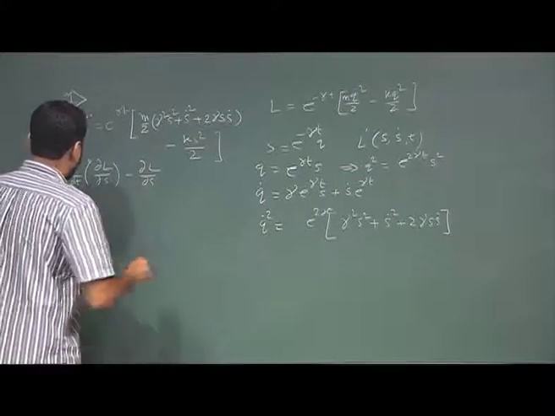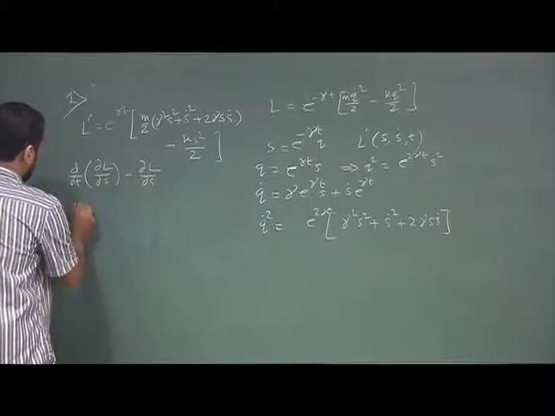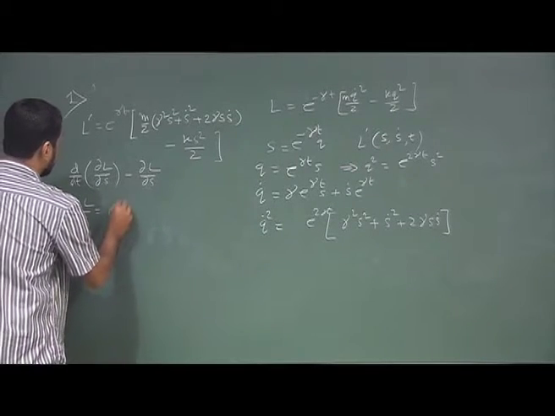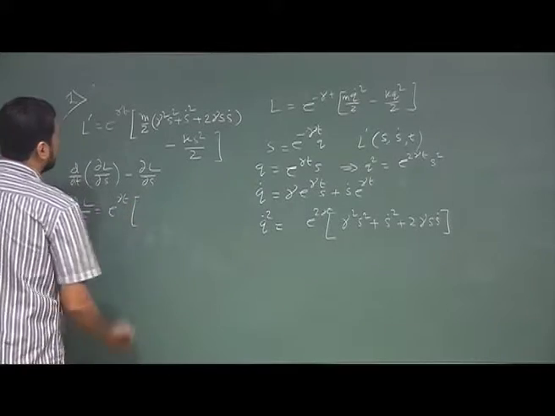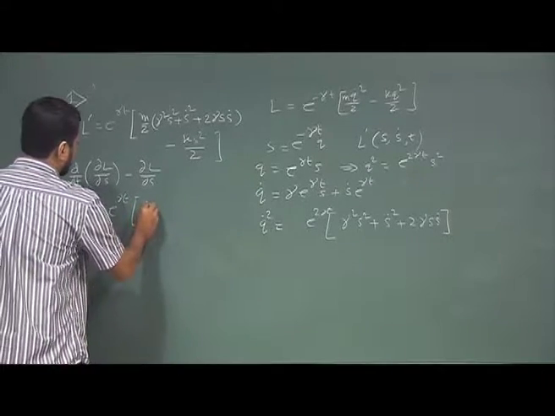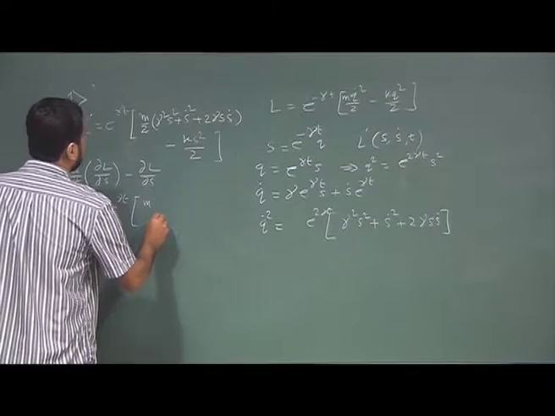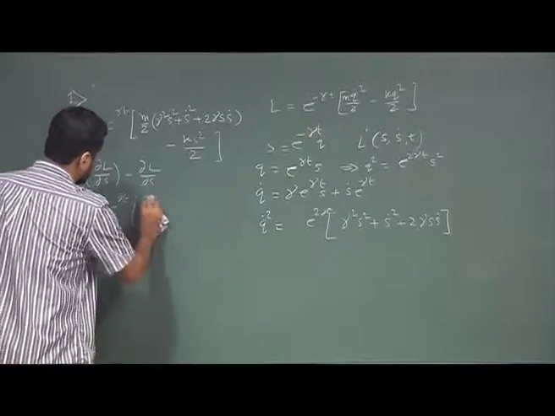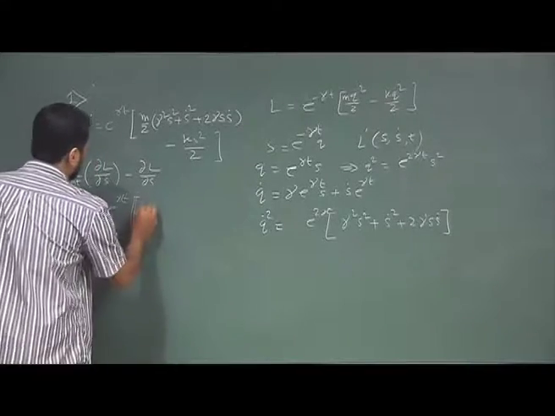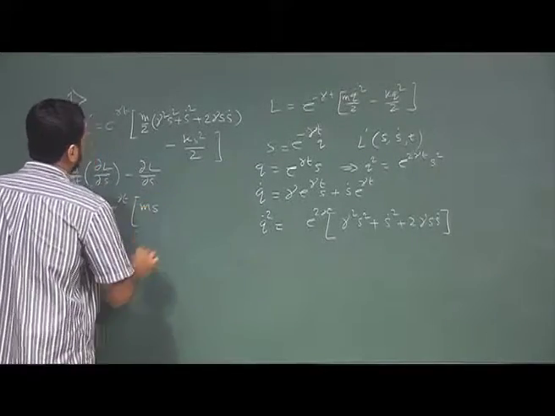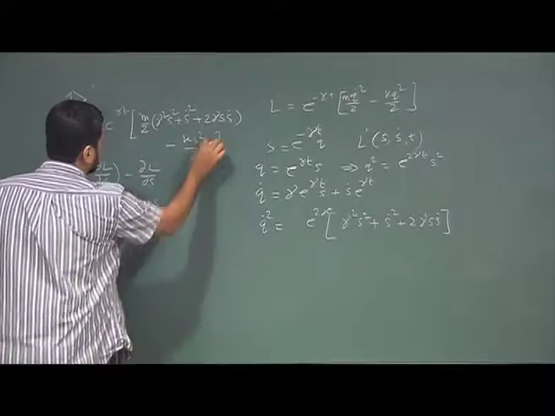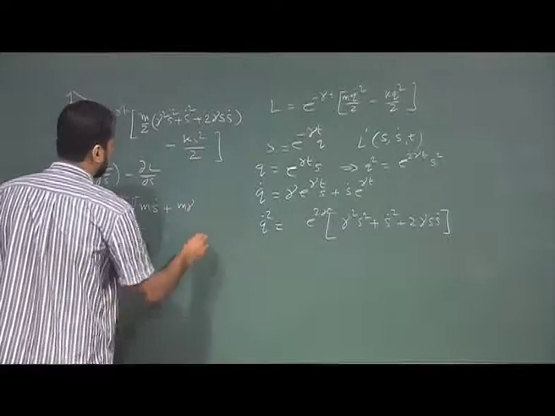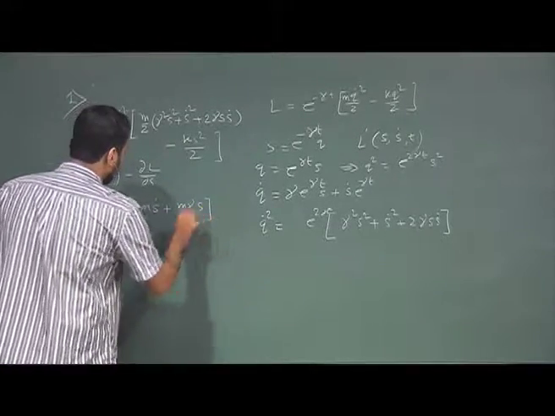Finally, I will write the final answer. Oh no, it is okay, we can do it, maybe one more step. Del L del S dot will be simply e to the power gamma t multiplied by m S dot plus this term, the 2 will cancel out, m gamma S.